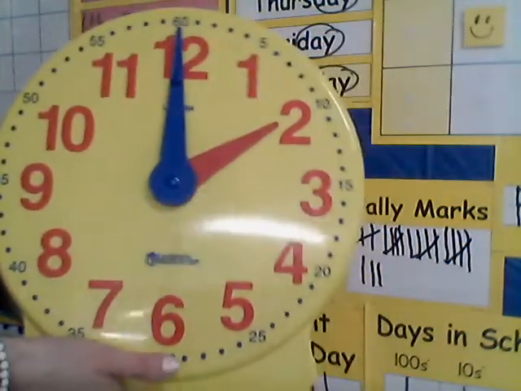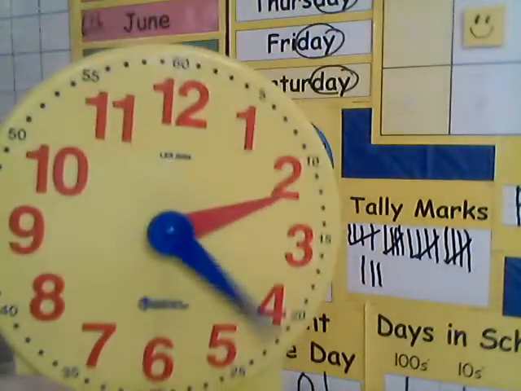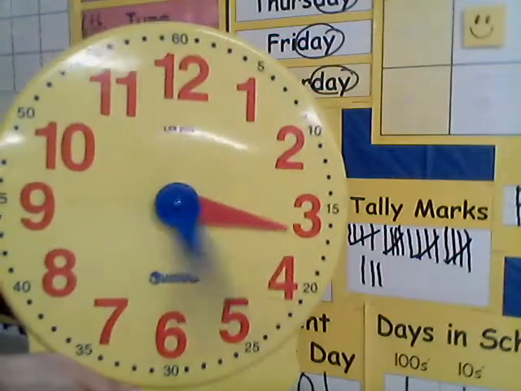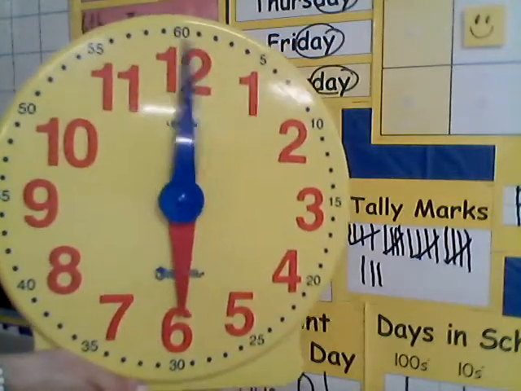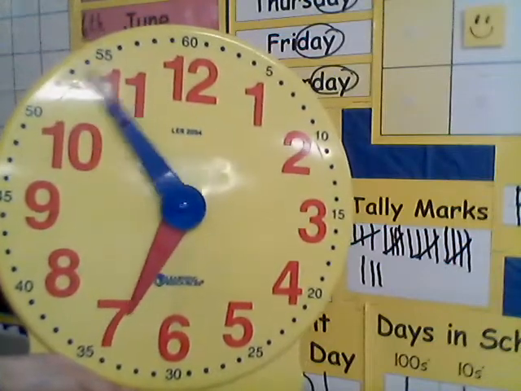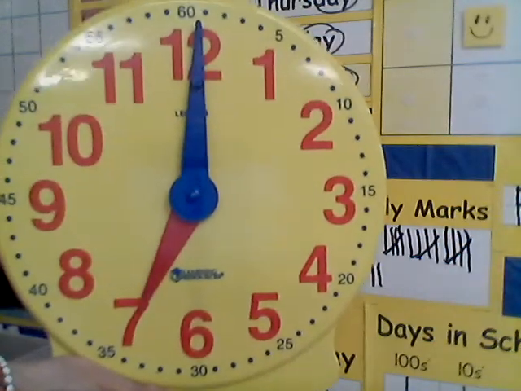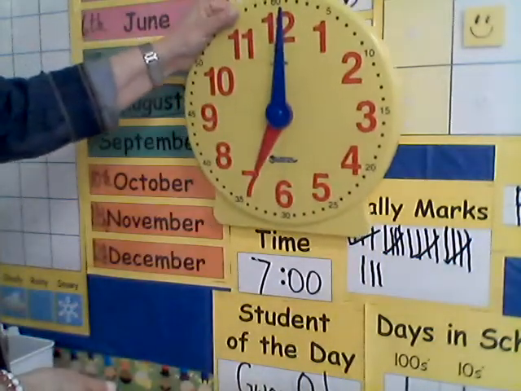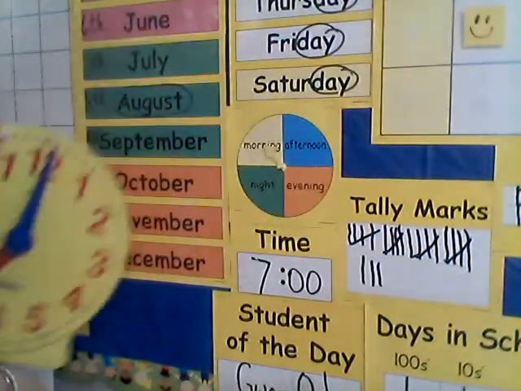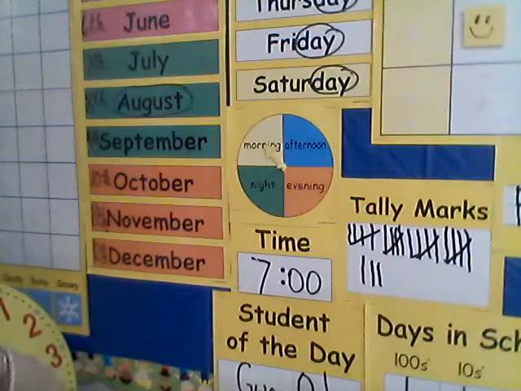So let's go ahead and match 7 o'clock. Please tell me when you stop. Ah, okay. Analog reads 7 o'clock. Digital reads 7 o'clock. And we both match.